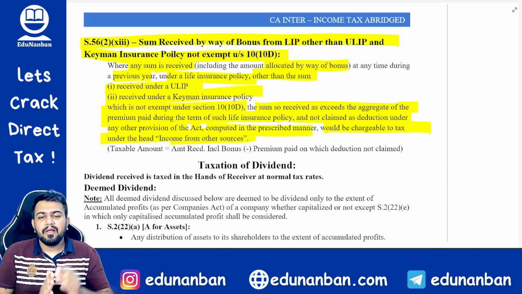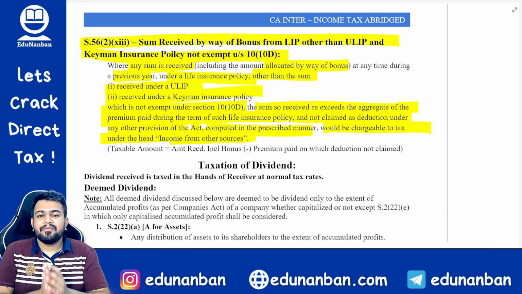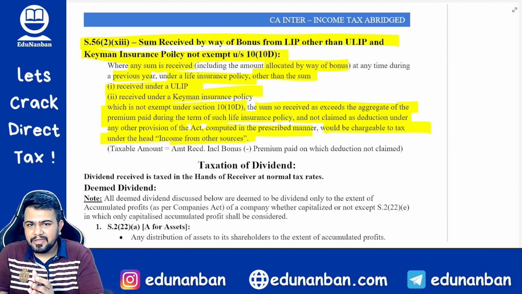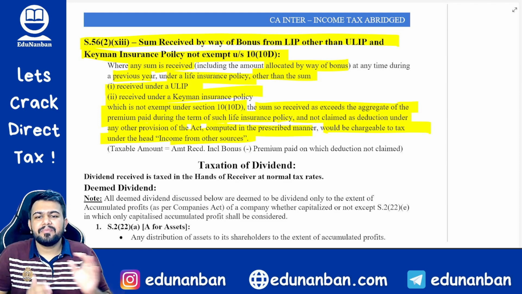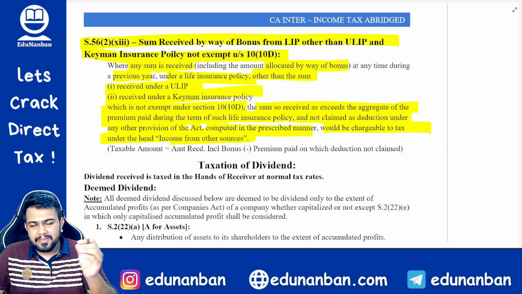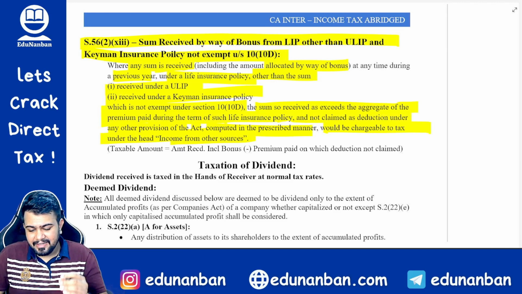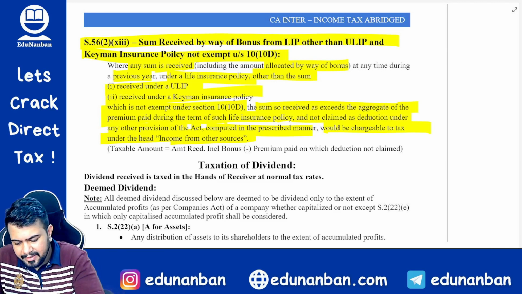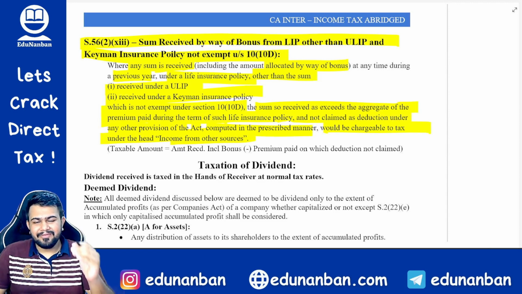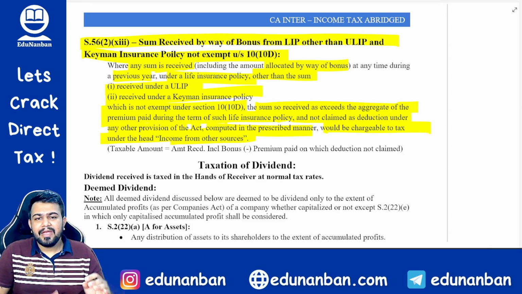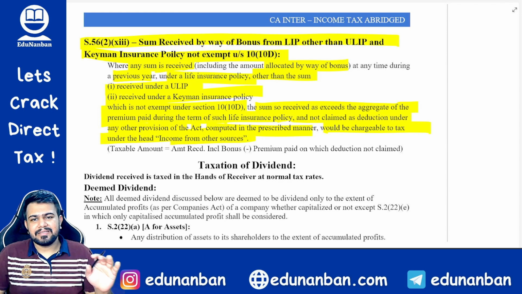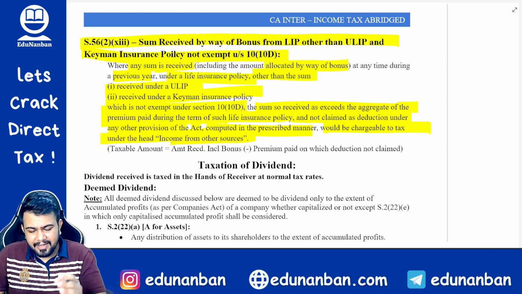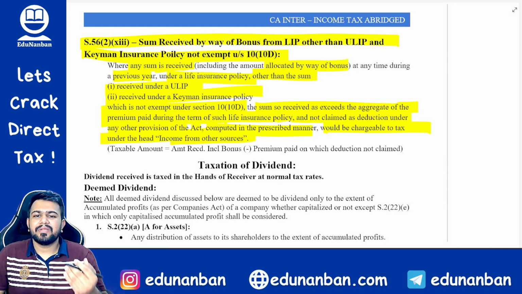So basically, whatever policy is not a ULIP and not a Keyman insurance policy and also not exempt under section 10(10D) will be taxable under income from other sources under this new section called 56(2)(xiii). Now how to calculate the tax? First and foremost, you have to see whether the amount is exempt or not. If you have found out that the amount is not exempt, then you have to find out under which section it will be taxable. If it is falling under this section, that is 56(2)(xiii), in such case, how to find out the income?